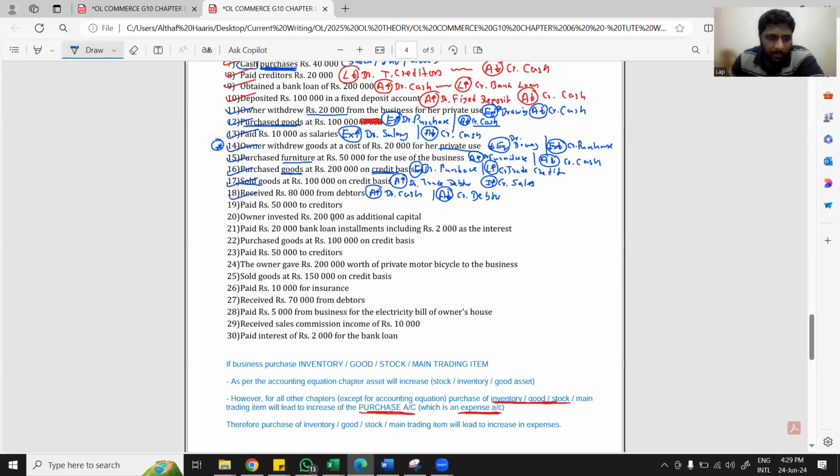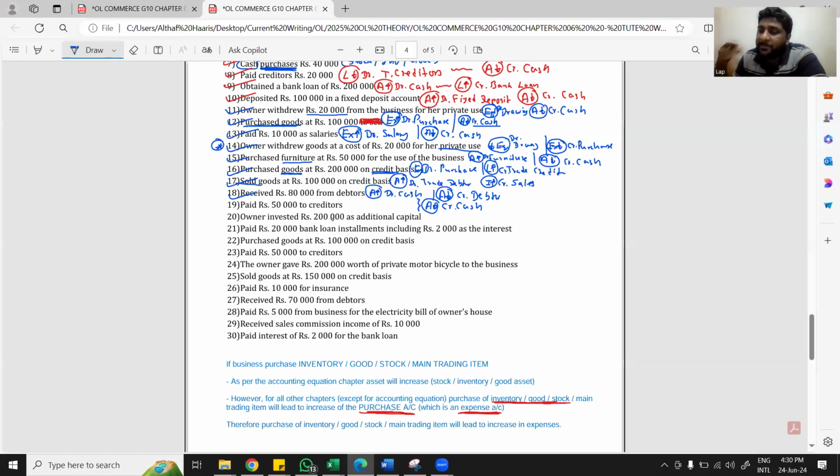Paid 50,000 to creditors. What are we paying to the creditors? What do we give them? Chocolate, the biscuit, the cake? We are giving money to them. So my money is decreasing this time. This time my cash is decreasing. Asset decreases. Which asset? Cash asset. Asset decreases credit.